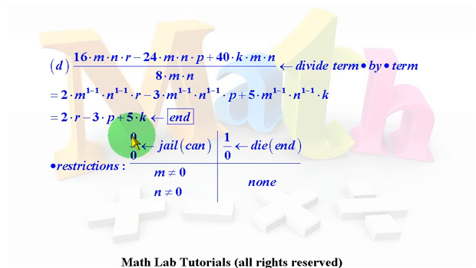So the restrictions are m cannot be equal to 0, n cannot be equal to 0. The implied denominator over here is 1, which certainly cannot be equal to 0. So there are no 1 over 0 restrictions. So there we have two hole restrictions and no vertical asymptote restrictions. Two hole restrictions, because jail means you have a hole, and die means you have a vertical asymptote, which is like a cliff. So that's the end of that problem.